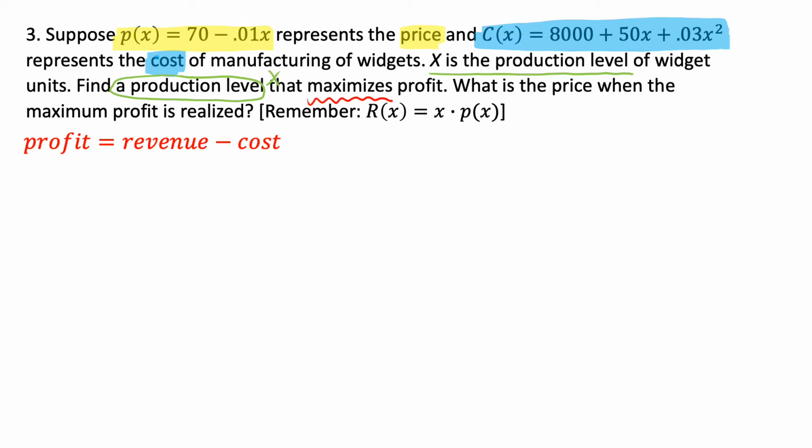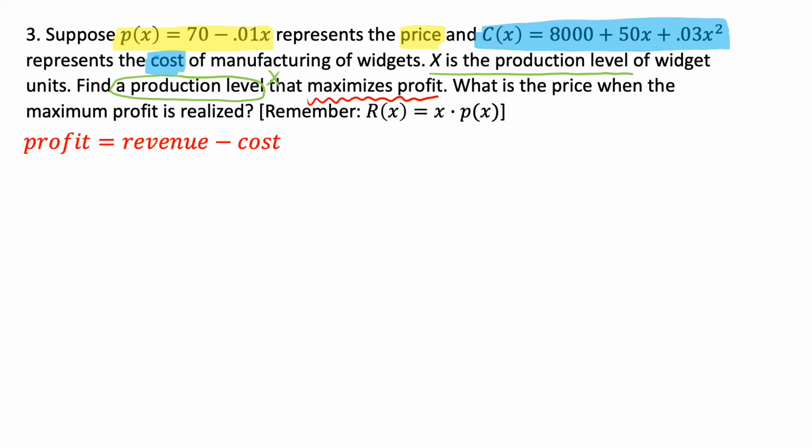Maximize our profit, whoops. And just like in the last problem, they're asking us about profit, but then they didn't give us profit. They gave us price and cost. So first we want to find our x that's going to maximize our profit. And then after that, we want to talk about the price when the maximum profit is realized. So in the last problem, they gave us revenue and cost. Here they gave us price and cost. So the first thing we have to do is take our price and turn it into our revenue.